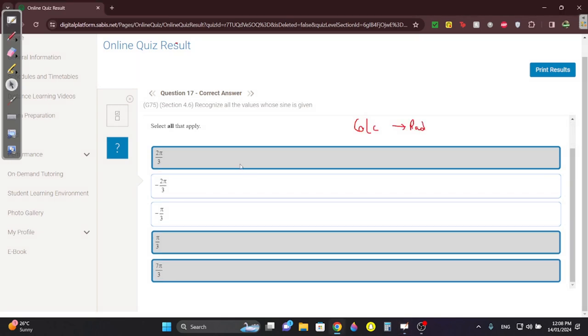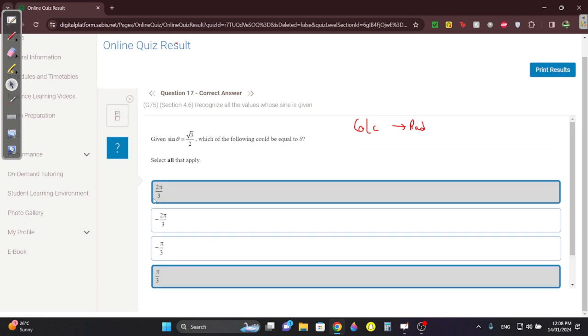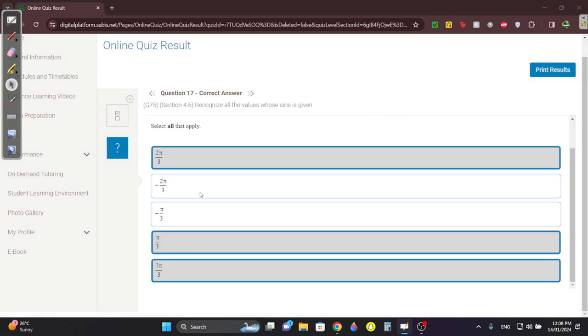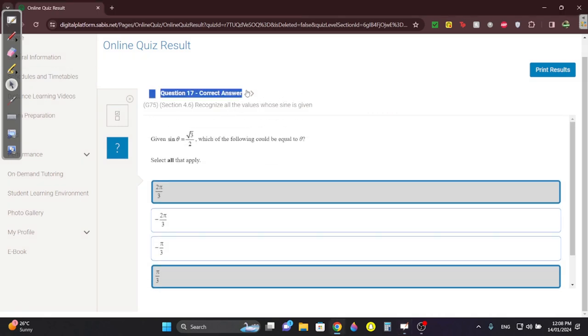What I did is I checked each one. I did sine 2 pi over 3. I did sine for each one and checked which one equals what they gave me here. For example, if you do sine 2 pi over 3 on your calculator, you're going to get radical 3 over 2. Just make sure it's in radians. That's how I did it and I got it correct. So I'm not going to go through each one, that would just be wasting time.